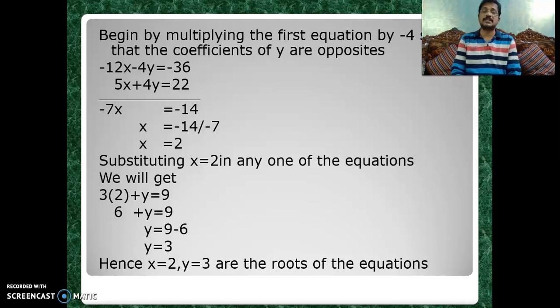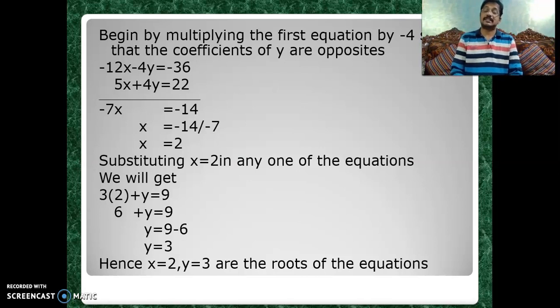I multiplied the whole equation with minus 4 so that the coefficients of y are opposite, which gives minus 12x minus 4y equal to minus 36. The second equation as it is, that is 5x plus 4y equal to 22. Here the y coefficients are equal with opposite sign. Then what do you have to do? Simply you have to go for addition. Clear? So you can equate the coefficients of x also, but the easiest way is equating the coefficients of y.